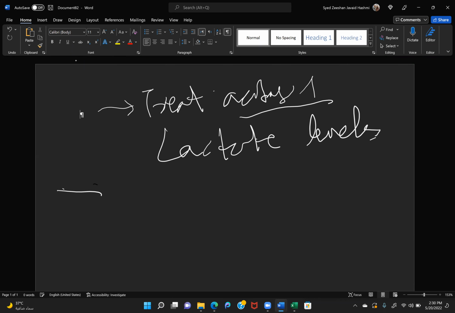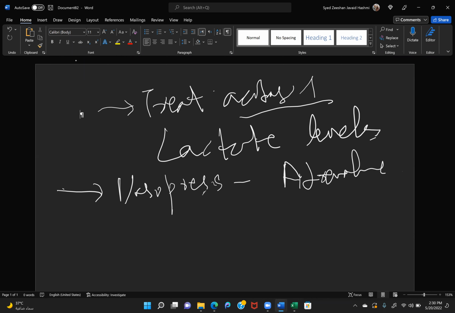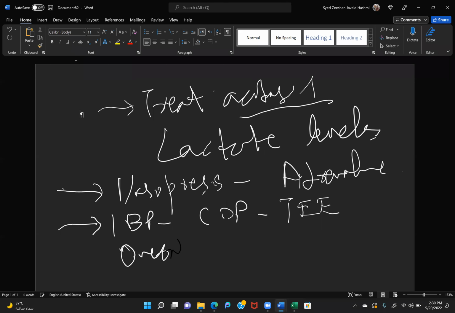Okay. So the other drugs are vasopressin and high-dose epinephrine, adrenaline. Okay. They are directed through invasive blood pressure and cardiac output monitors, and the overall condition.